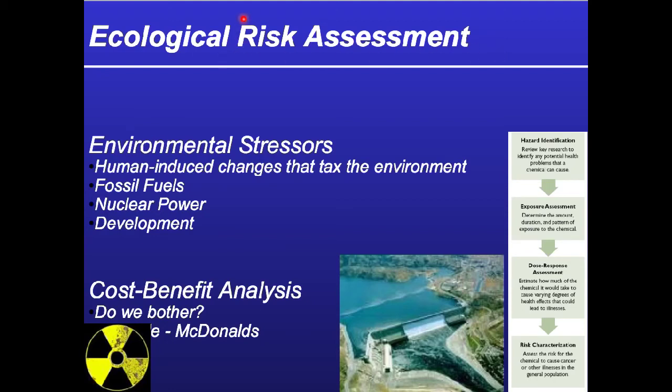Now, some of the big areas in risk assessment, also known as environmental stressors, are things that we would say tax the environment, like fossil fuel, nuclear power, and development. But these are also really good, because fossil fuels give us transportation, nuclear power gives us electricity, and development gives us homes and shelter.